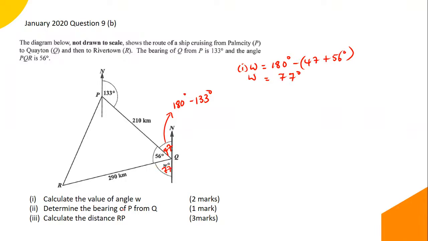Part 2, determine the bearing of P from Q. So it's of P from Q. So you're starting at Q. Let me change the color for you to see that.